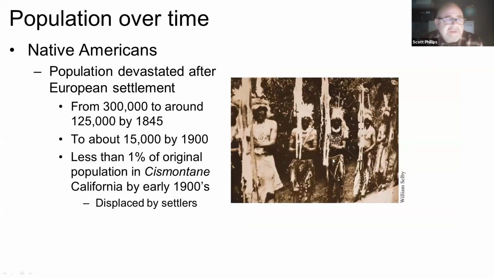Now, the population was devastated after European settlement. During the Spanish period, the population was cut in half. There weren't that many Spanish that came to California, but it was a brutal period, and that really devastated their population. But after the gold rush, it really took a dive to where by 1900, about 1% of the original population was still here. So the population was for the most part displaced by the incoming settlers. An incredibly high amount of population loss over time.